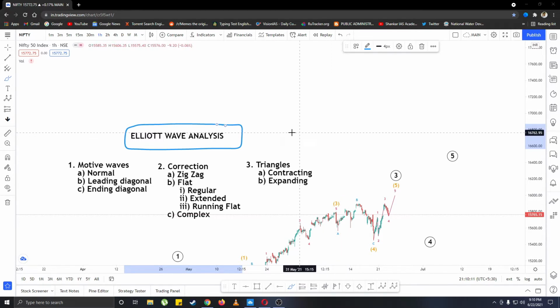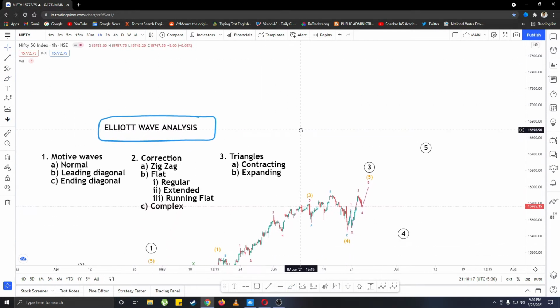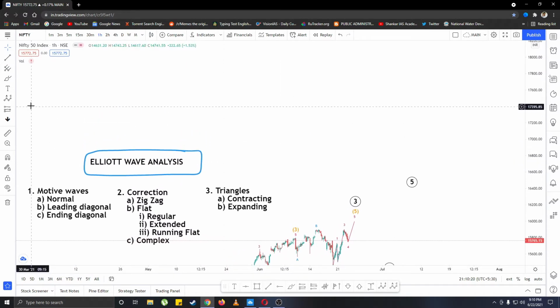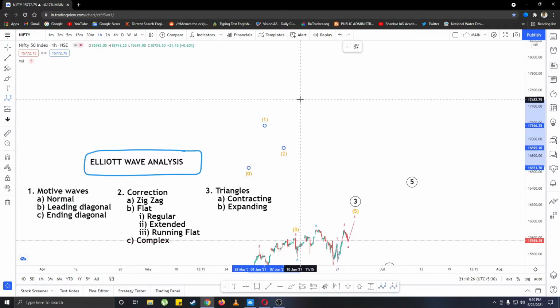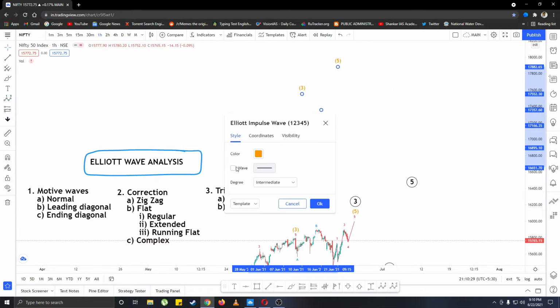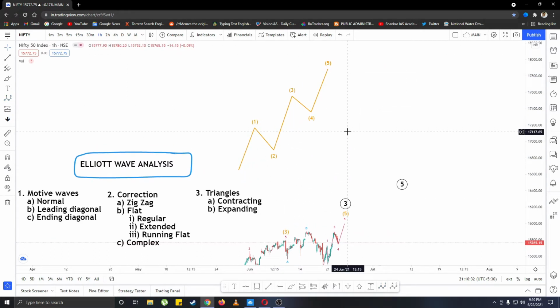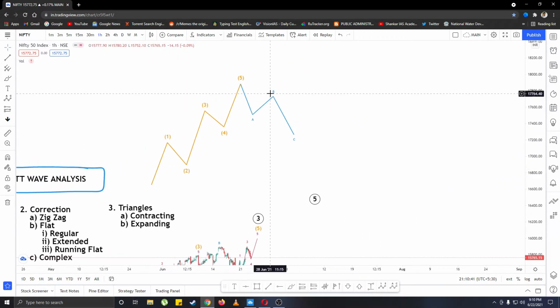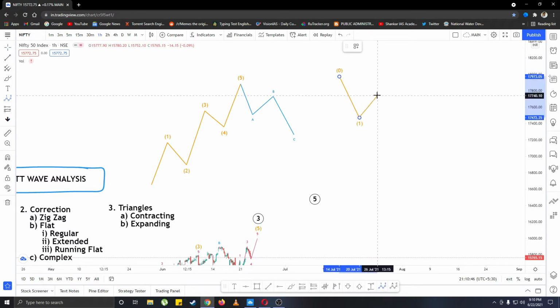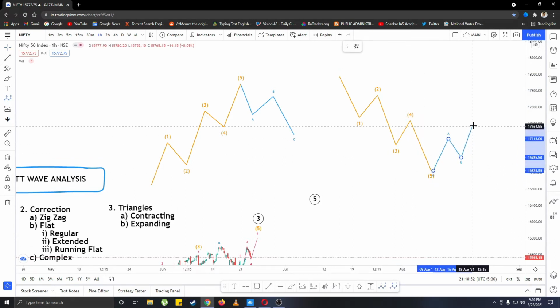So let's start. What Elliott wave analysis tells us is that whenever the market goes up or down, it goes up in 5 waves, that is 1, 2, 3, 4 and 5. It looks something like this. And whenever the market comes down, it comes down in 3 waves, that is A, B and C, which looks something like this. This is the case of a bullish market, and the same can happen in a bearish market, where we have something like this, and A, B and C.